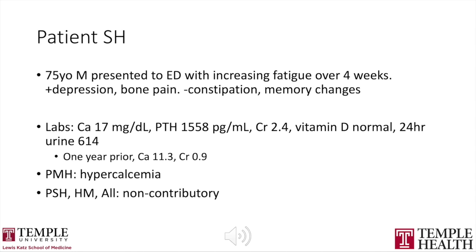You're consulted, you do a thorough chart review. 1 year previously, his calcium was also elevated at 11.3, and his creatinine was normal. He has a history of hypercalcemia, but no other significant surgical, medical, or family history. What do we do next?